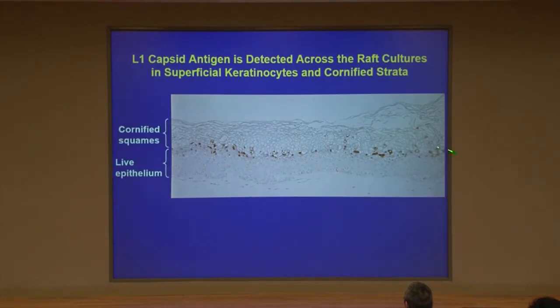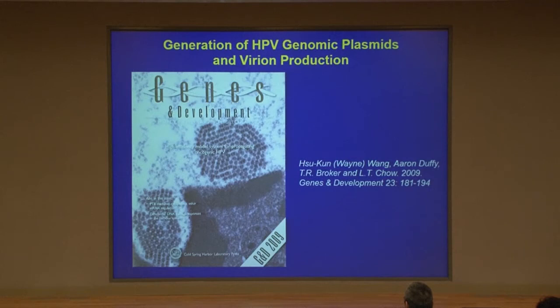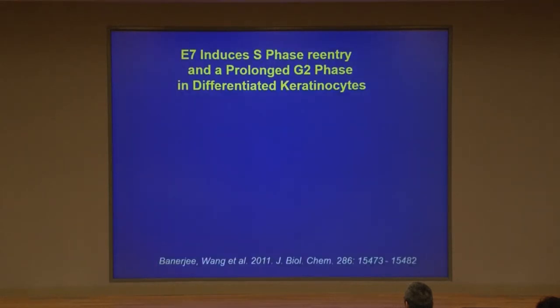And actually, if we look for L1, we can see it across the entire raft culture in the superficial cells. This is squame, these are dead cells. This is live tissue, and you can see it's right at the border. That's where the L1 is being expressed. And then we make lots of virus. And the virus is infectious.